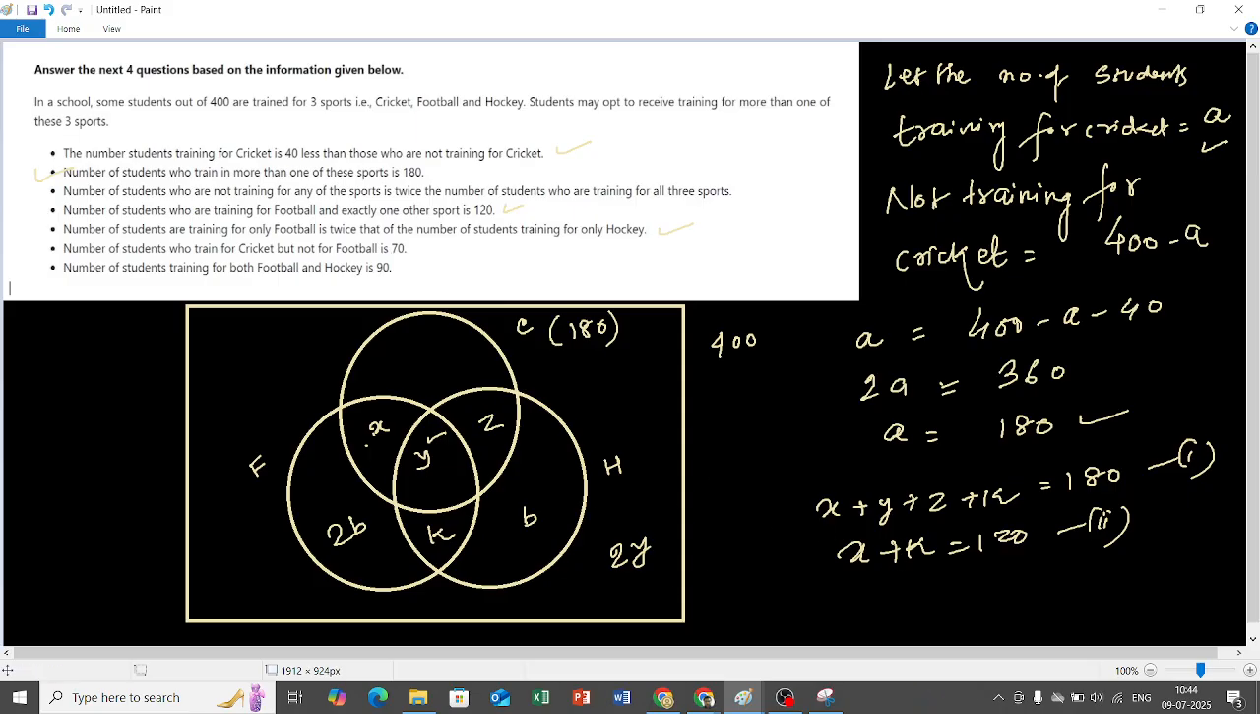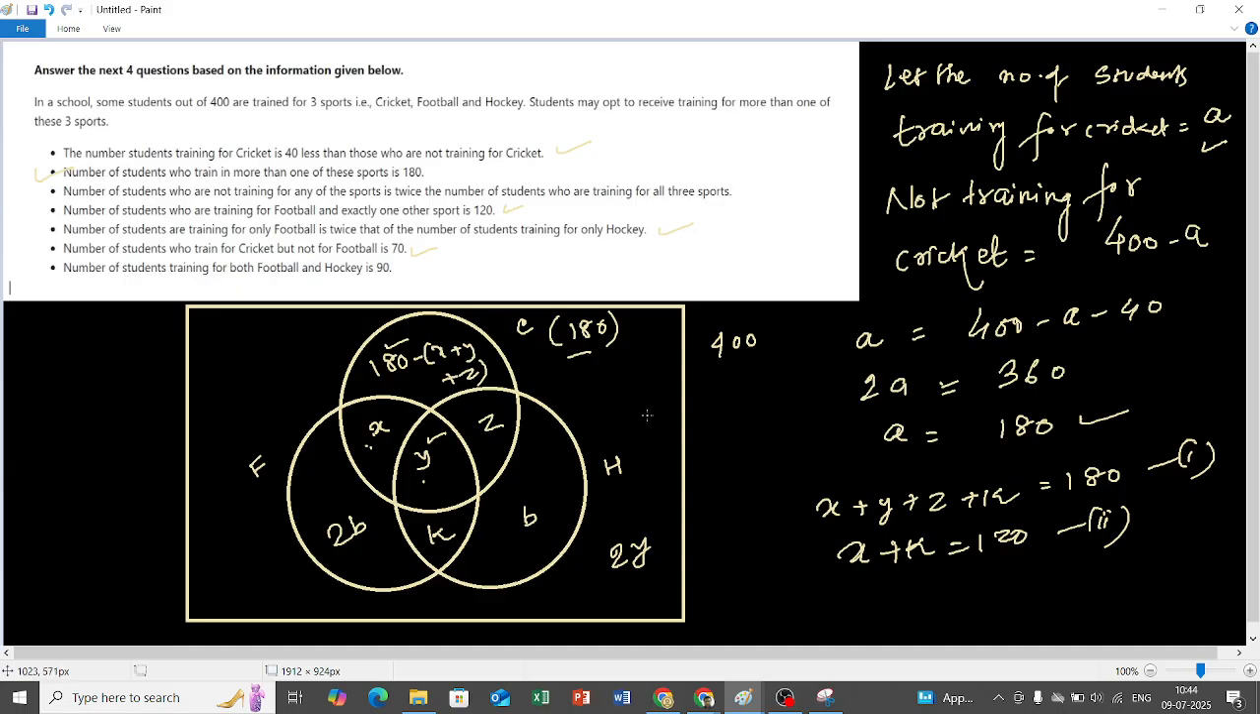Okay, now the next one is the last but one: the number of students who train for cricket but not for football. So before that, what is going to be this portion? You see this total is 180, right? We are trying to reduce the number of variables as much as possible. If this whole cricket ball is 180 and this is x, y, z, what is this? This is 180 minus x plus y plus z.